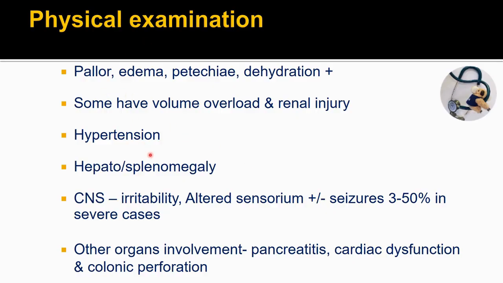In the physical examination, you'll find the child is pale, has edema, petechial rashes, and may have signs of dehydration also. Some have volume overload when the renal injury occurs. There can be hypertension, you'll get hepatosplenomegaly, CNS irritability, altered sensorium, and seizure in 3 to 50% of cases. And some other organ involvement can also be there, so you'll get features of pancreatitis with severe abdominal pain, cardiac dysfunction, myocarditis, and even colonic perforation can occur. Sometimes hepatitis also can occur.